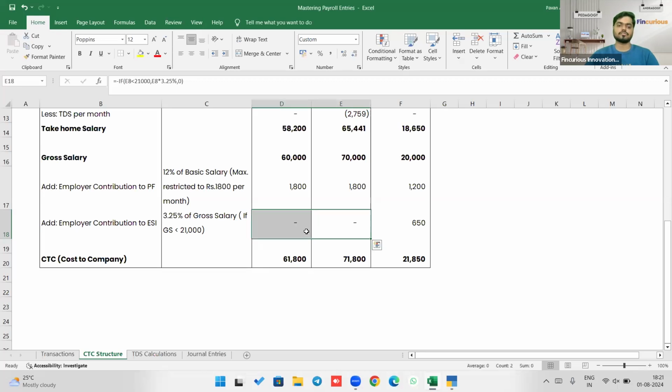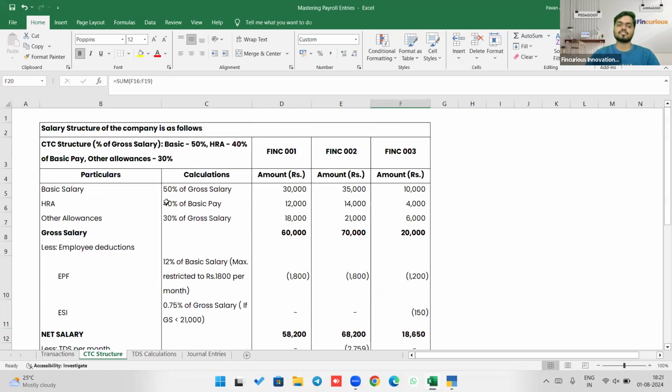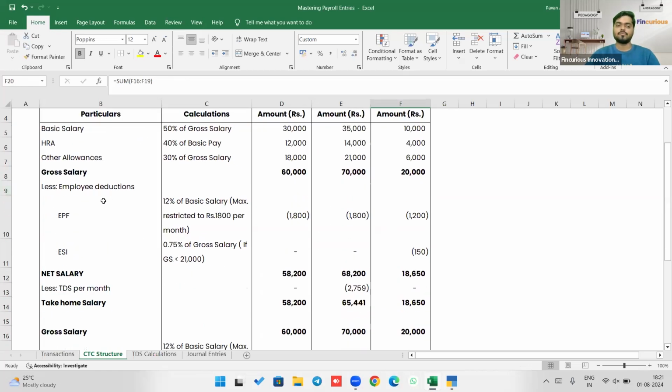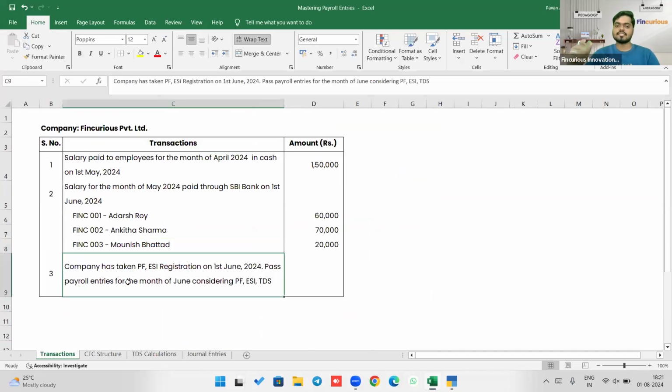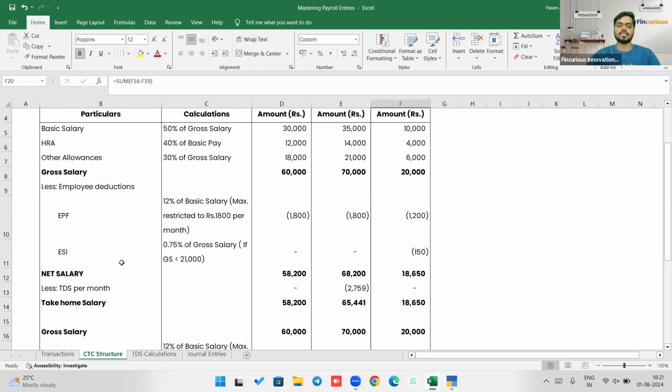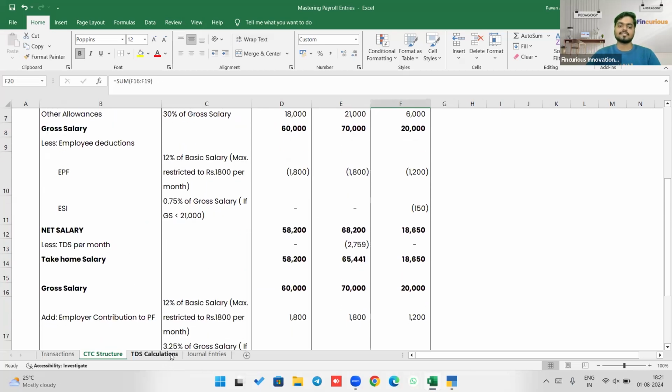So for the first two employees, there is no ESI contribution. Only for Maunish Buttar, 650 rupees is allocated. So if you add all these things, the cost to the company for each employee would be like this. So this is the overall concept of salary structure and how you calculate the EPF and ESI calculations. So that is what they are asking in the question, right? The company has taken PF ESI registration. So if the registration has been taken with effect from 1st of June, we need to calculate those amounts. So for that purpose, we have calculated the CTC structure and TDS calculations.